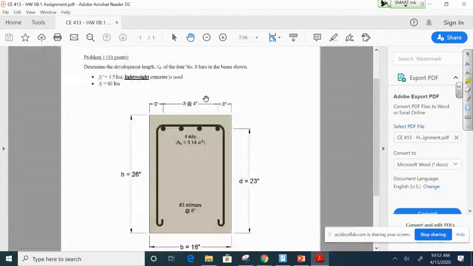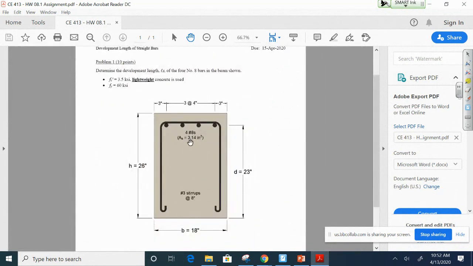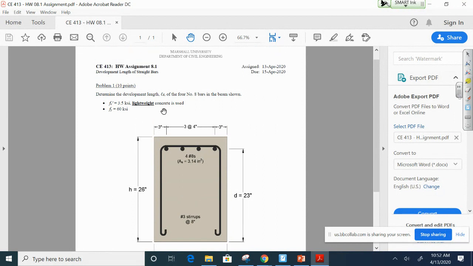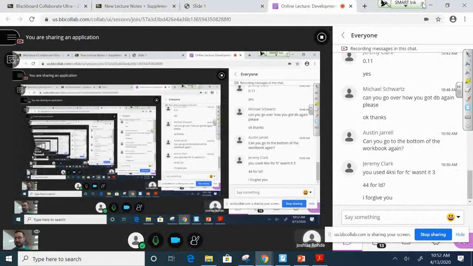And then number 2, these are top bars. Now, I didn't mention it in the beginning of the problem statement, and I'll update this on Blackboard, but these are uncoated bars as well. So we'll treat these as uncoated bars, and they're top bars. Again, lightweight concrete is utilized. I'll update the assignment to show that they're uncoated. So this should be a really, really short assignment.